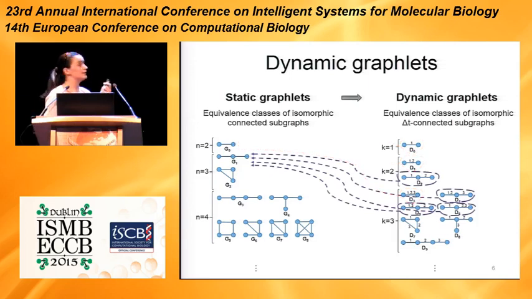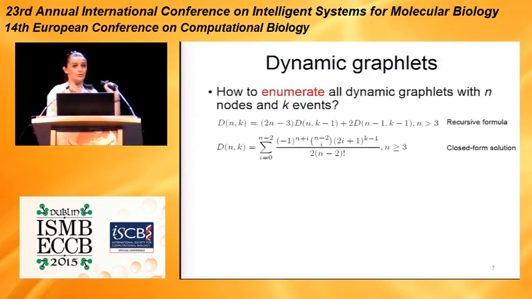So by incorporating dynamic information into characterizing the network structure, which I will show you shortly, we are able to incorporate more of the information. We have detailed counts compared to what we are able to do with static graphlets. Once we have defined what dynamic graphlets are, how do you figure out the number of graphlets on n nodes and k events? We first devise a recursive formula and then a closed form solution for this problem.